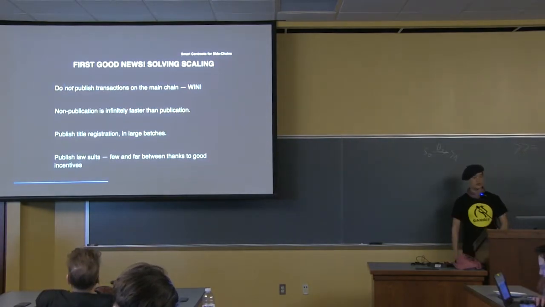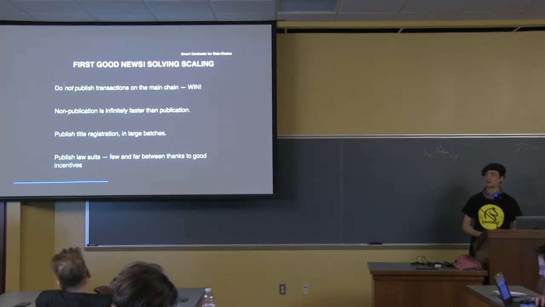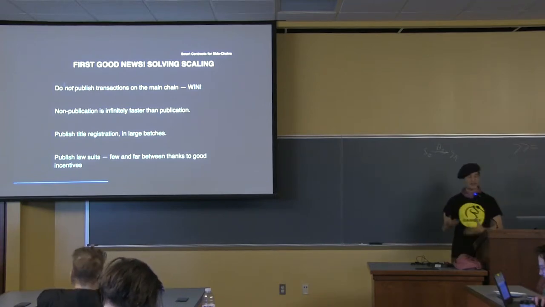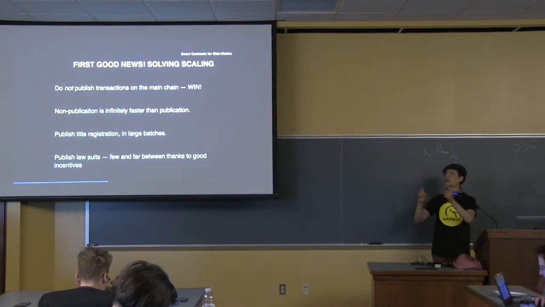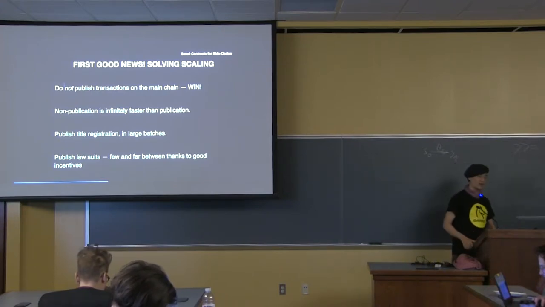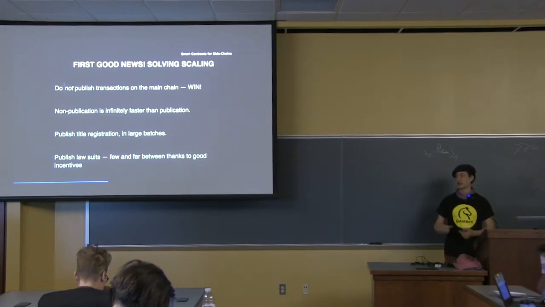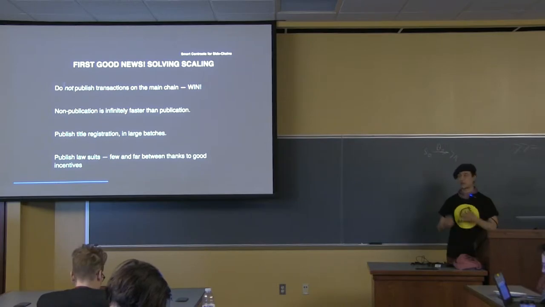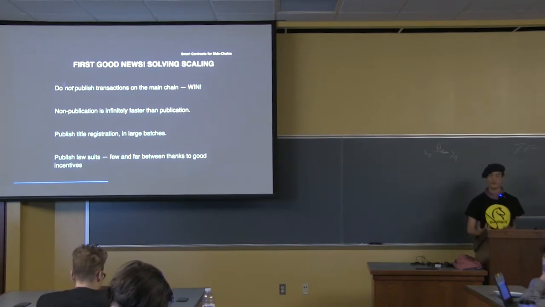Well, the first good news is that this way we can solve scaling by not publishing the transaction on the main chain, which is a big win. Because non-publication is infinitely faster than publication. While you publish 1 or 10 million transactions on your chain, I can publish infinitely many on my chain because I'm not publishing them. I cannot publish infinitely many transactions faster than you can publish one.